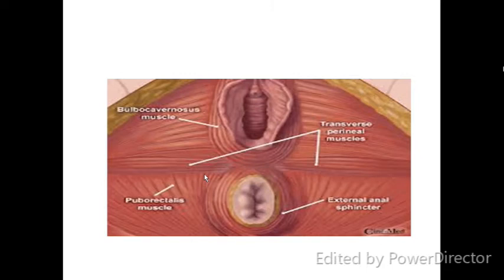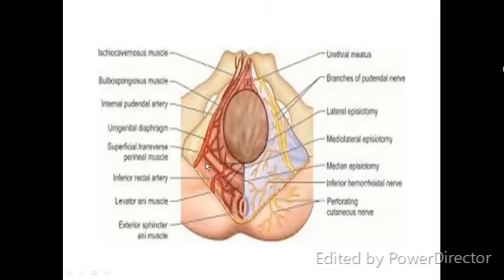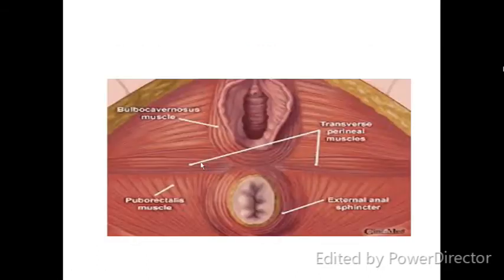Okay. So what are the structures cut in this procedure? See, this is the posterior vaginal wall. This is the bulbocavernosus muscle. This is the transverse perineal muscle. The transverse perineal muscle has two parts, superficial and deep. Okay, this is the superficial, and behind this is the deep perineal muscle. So we cut the bulbocavernosus muscle, the deep transverse perineal muscle, and the puborectalis muscle. The puborectalis muscle is a part of the levator muscle. Okay, so these are the muscles which are cut during episiotomy.